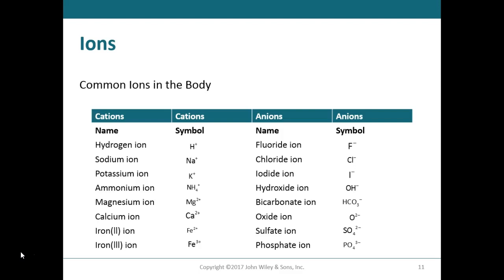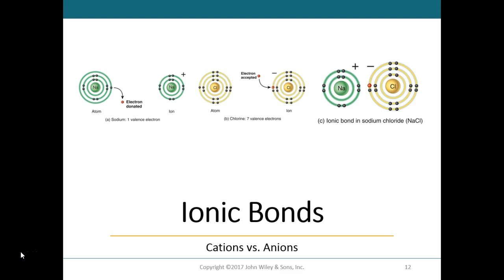If an atom gains an electron, then it has one more electron than it does protons. Remember, electrons have a negative charge, so negatively charged ions have gained an electron, and they are called anions. So remember the N for negative. These are some of the common ions that are found in the body, and you'll see these throughout your studies. So let's look at some ways that these bonds are formed.